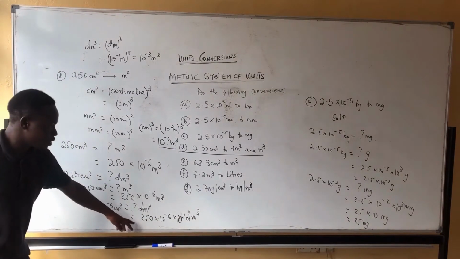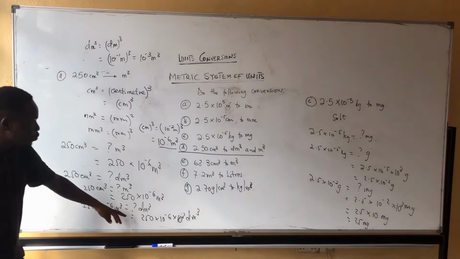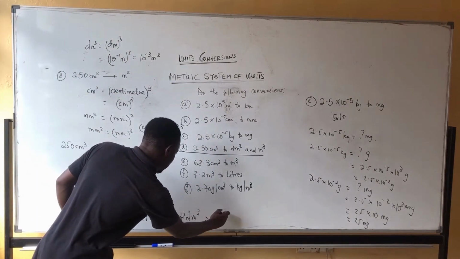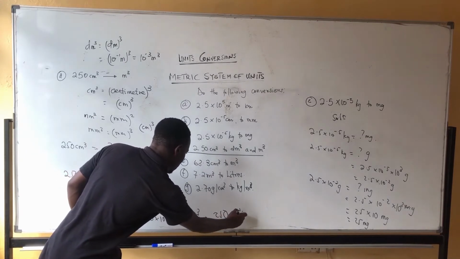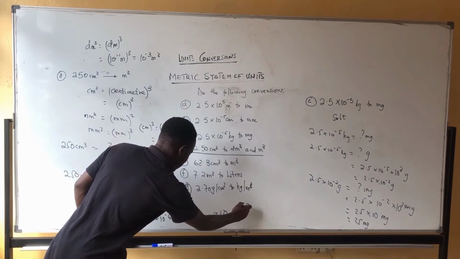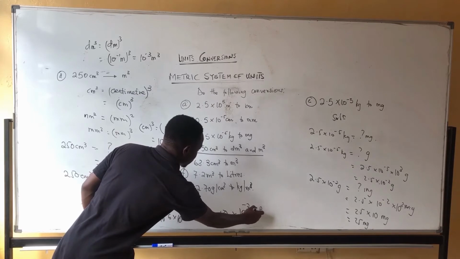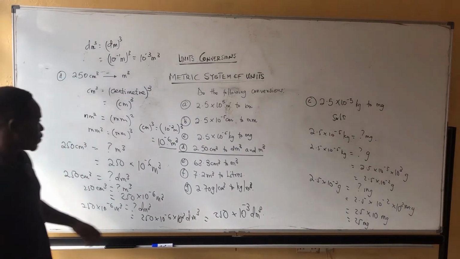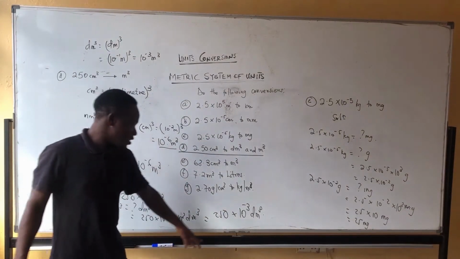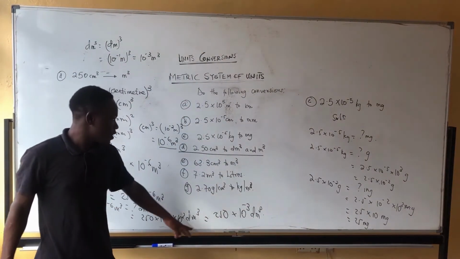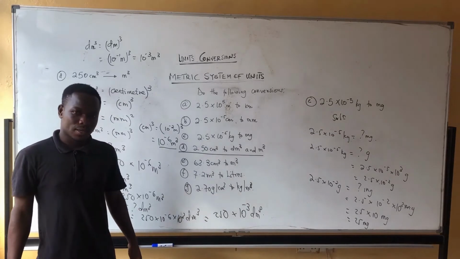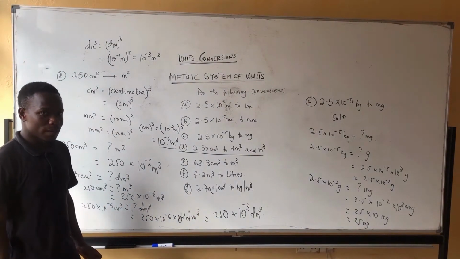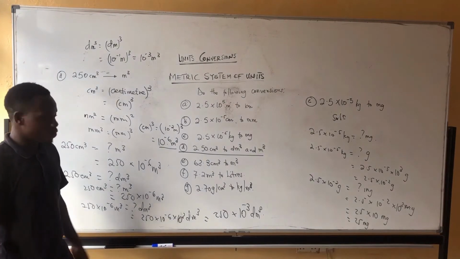And then I compute this. If I compute this, what do I get? I'm going to get 250 times 10 to the power negative 3 decimeter cube. So therefore, 250 centimeter cube in decimeter cube is 250 times 10 to the power negative 3. Simple. Follow this, you will get it. It's quite simple.